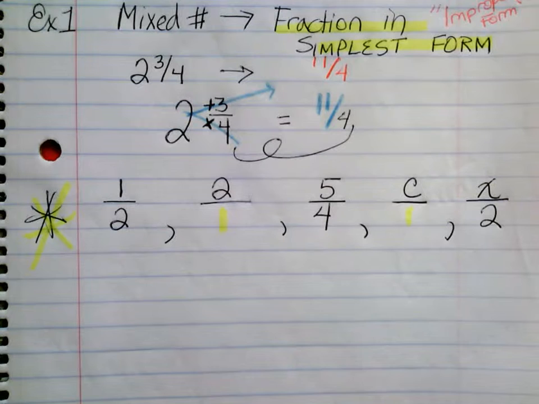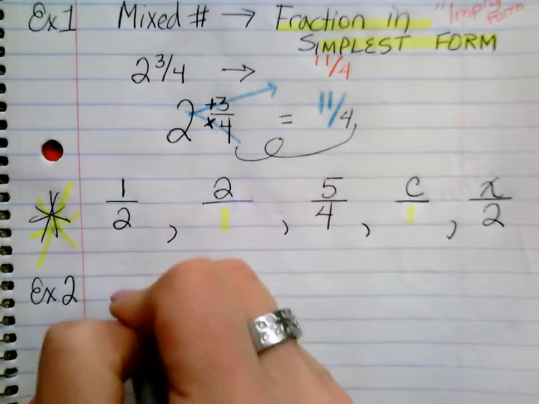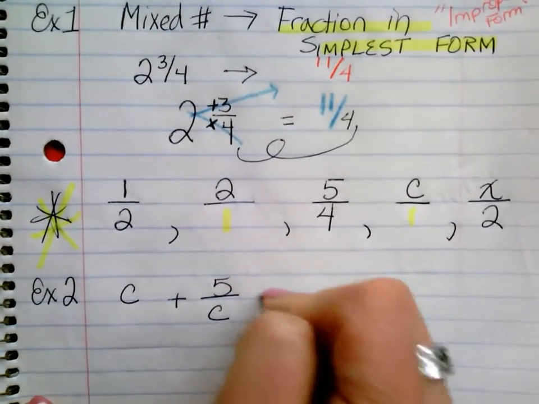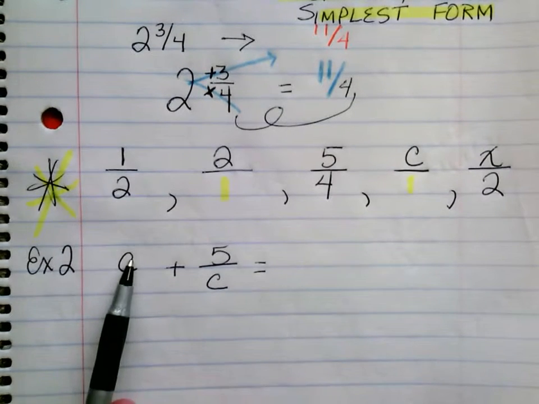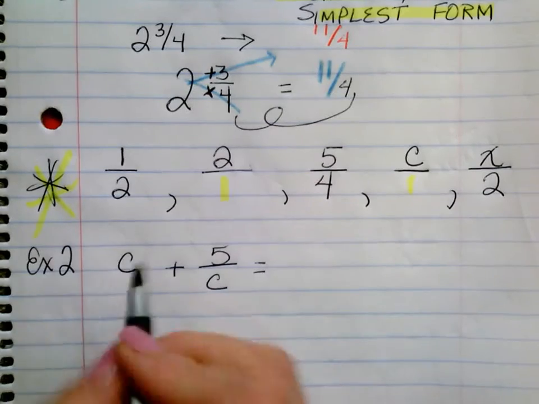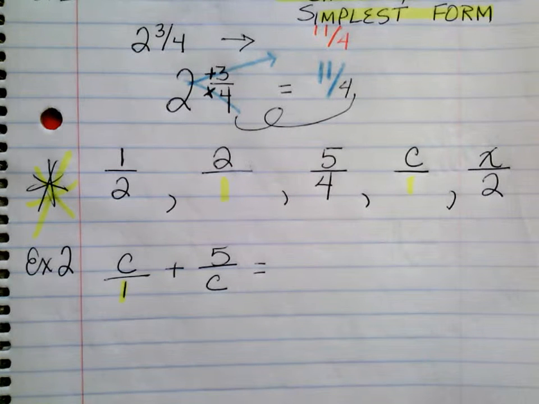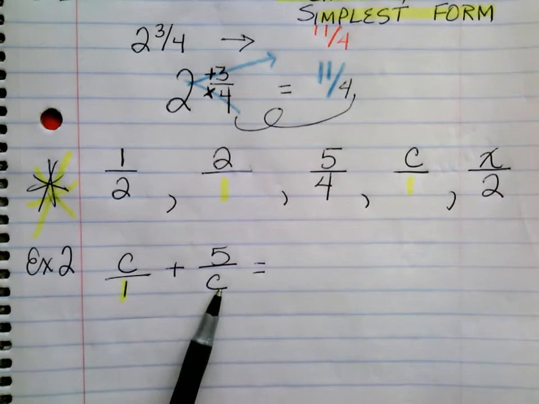Examples 2 and 3, we're adding, subtracting, and the fractions look different than they did yesterday. C, this is A, plus 5 over C. Notice I left a big space here. What do you think I'm going to put under that C to make it a fraction in simplest form? A 1. Bravo. Okay? I'm going to put a 1 under it. The rules you've learned in 6-4 and 6-5 still apply. Can we add together fractions with unlike denominators? What's the common denominator between 1 and C?